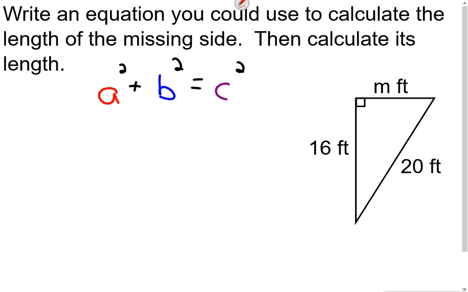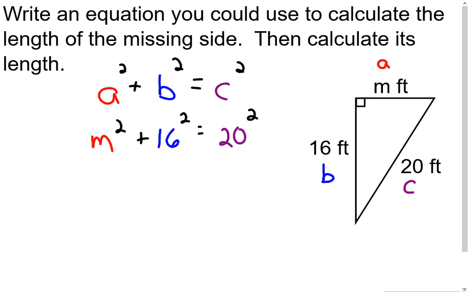So when I look at this, it appears that m is the short side. It doesn't have to be. So that's going to be like my a. The 16 is the other leg. That's going to be like my b. And then the 20, the hypotenuse, is my c. So now I just plug these numbers into this equation, and I look to solve it. For a, I'm going to put in m, so I have m squared, plus b, which is the 16, so 16 squared, equal to, and the hypotenuse is 20, so 20 squared.